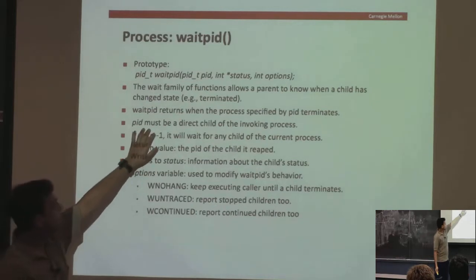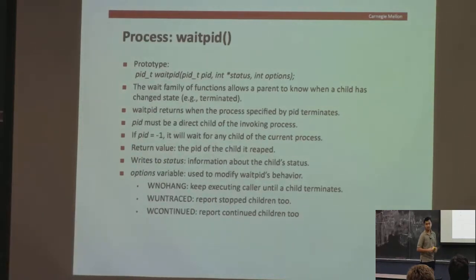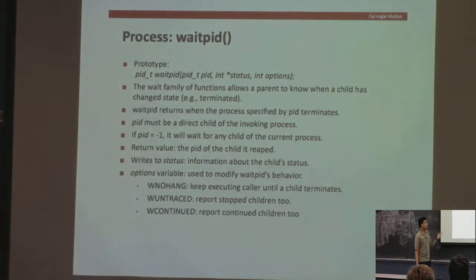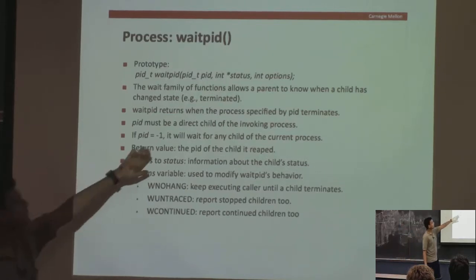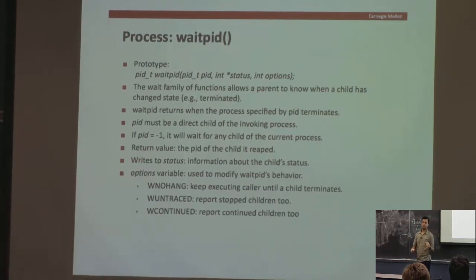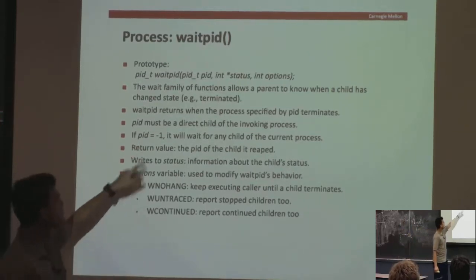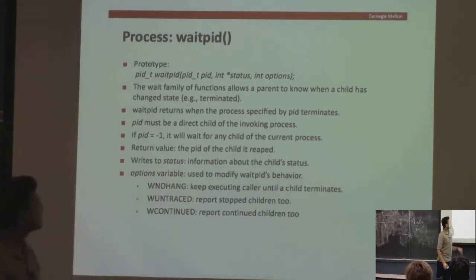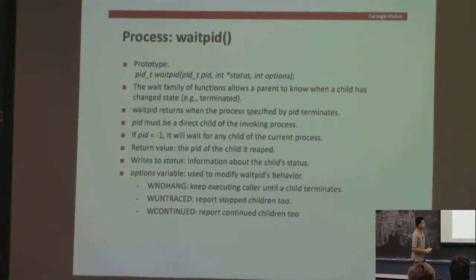Now the key thing here is the PID must be a direct child of the invoking process, which means it should be its own child. And if the PID is -1, then it will wait for any child of the current process. It's possible for a process to do multiple forks, which means it can create multiple processes. And when you do waitpid -1, it is essentially saying wait until at least one of the children terminates, and that's why you give a -1. The return value here will be the PID of the child that it is trying to reap.